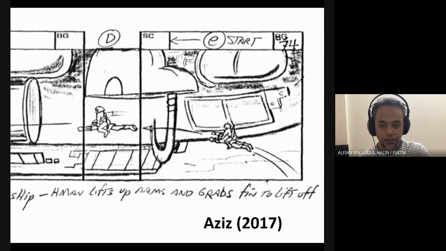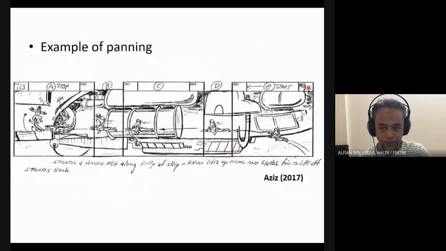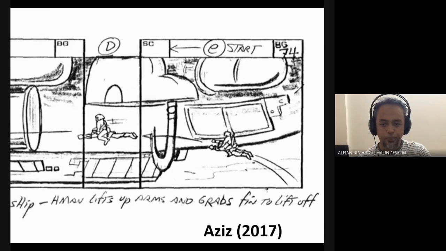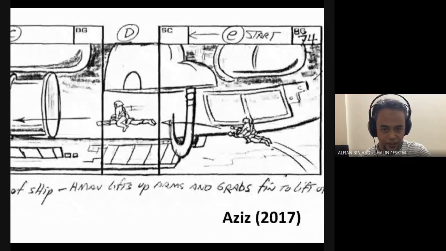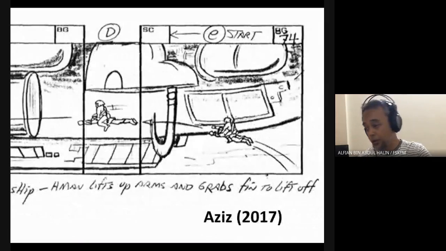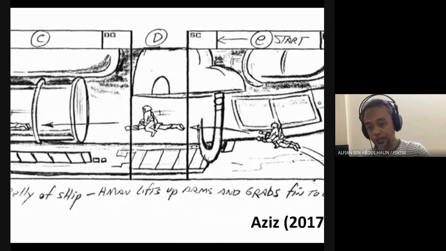Because pan, as you can see, you are trying to cover something that extends your display. So imagine this is the size of your display. Okay, it's only that big, but you need to show everything. So what you need to do, your camera will somehow pan, like that. And this can be achieved in Flash. How can this be achieved in Flash or anime? I need to show you later.